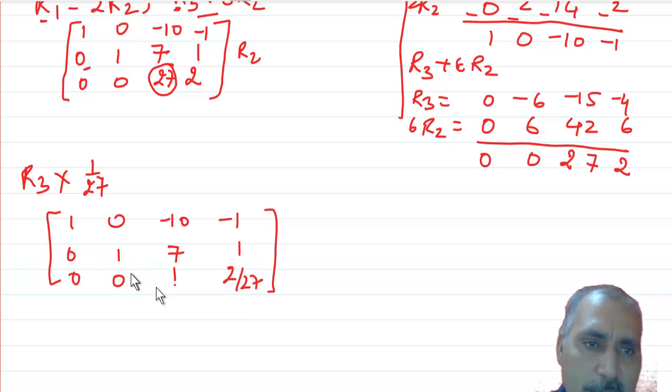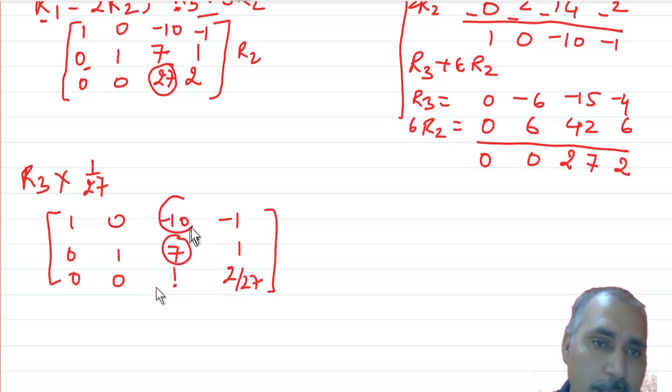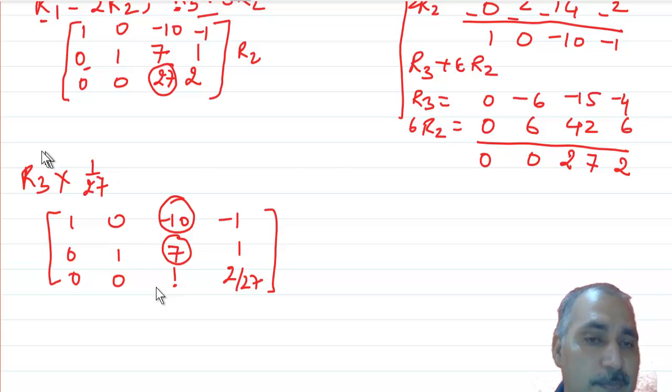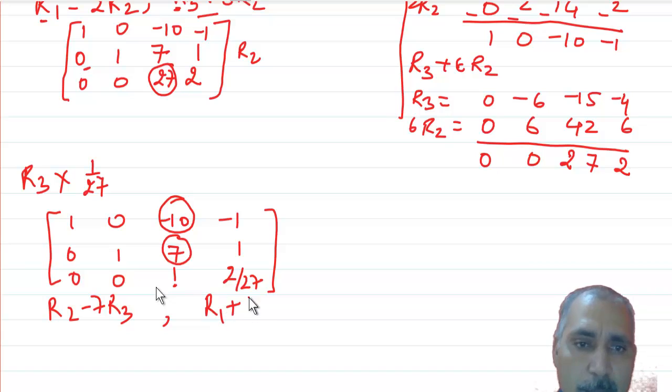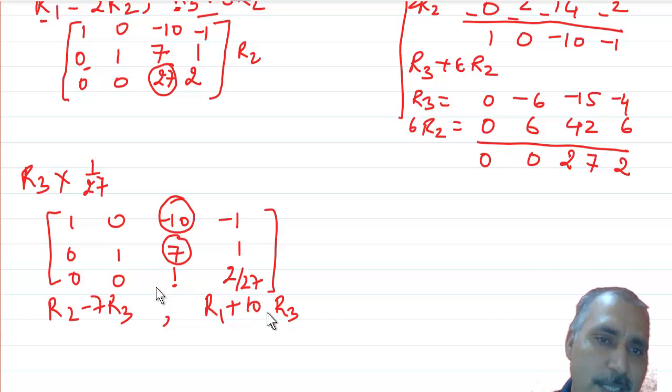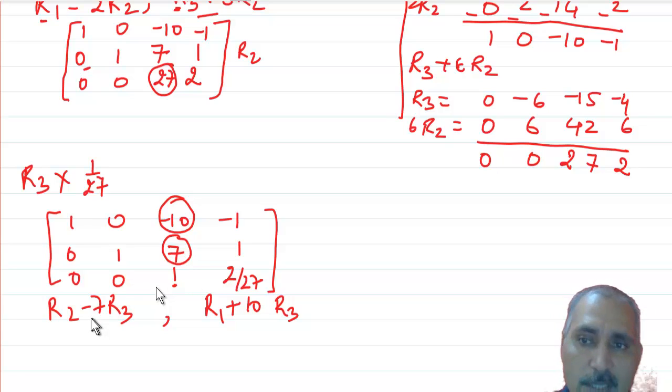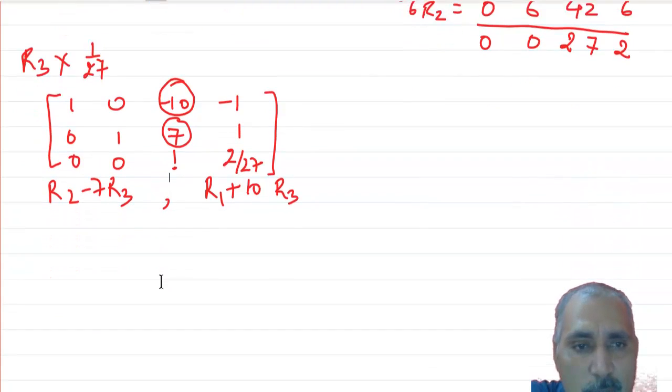If you look at this one, this is 1, this is 1, this is the third diagonal element for the 3 by 3 matrix. Now we will make this one and this one as 0 using this one. Now what is going to be the operation? R2 minus 7 times of R3 and R1 plus 10 times of R3. As this is positive one, this is negative, so we will add, and this is of same sign, so we will subtract that one. So next operation, let us do that.